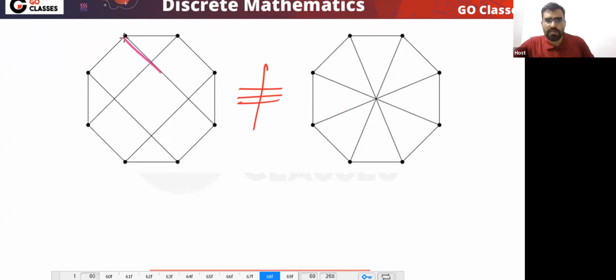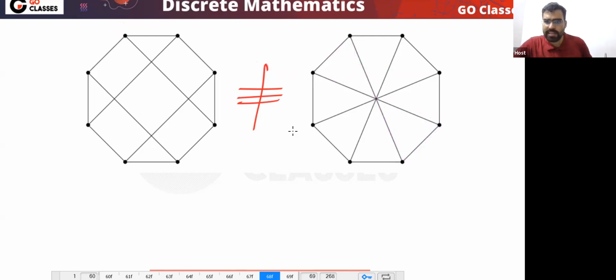Okay. So here you have a four length cycle. Here we have a four length cycle. Do we have a four length cycle here? Can I create a four length cycle here? Yes, this is a four length cycle, right? You can go from here to here, here to here, here to here. So this is a four length cycle.